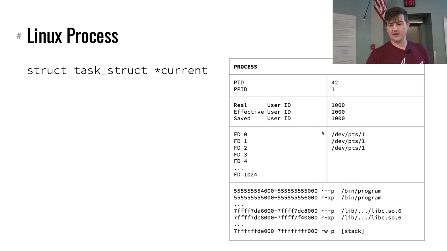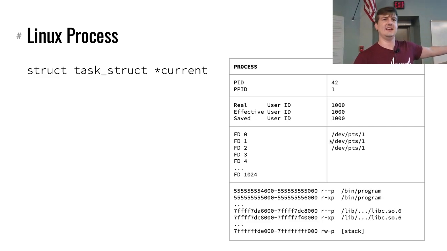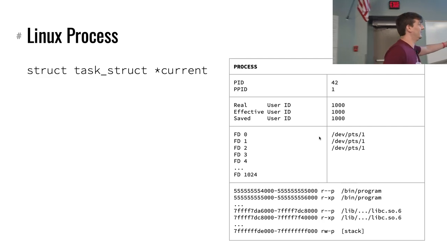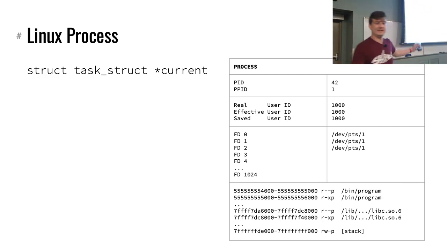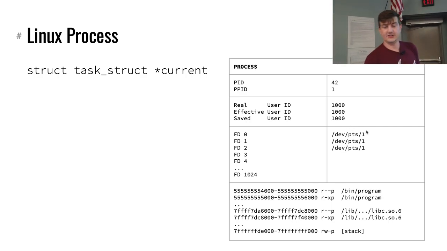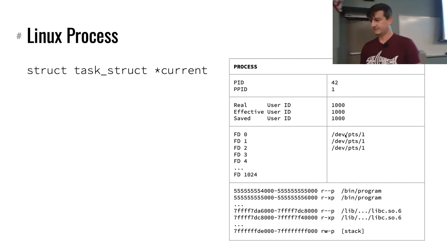And the thing that we care about right now is the file descriptor table. This is showing file descriptors 0 through 1024. When your process first loads, if you're running it from the terminal, this /dev/pts is, I believe, a pseudo terminal. It just means the user is at a terminal and interfacing with it.